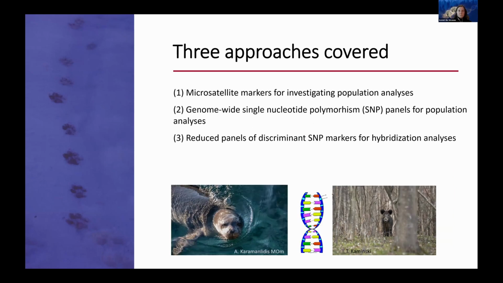So I will briefly talk about three approaches. First, continue a bit on an example on microsatellite markers that Tomáš presented, then talk about the use of genome-wide SNP panels, and finish with a presentation also a little bit about how reduced SNP panels of discriminant markers can be an important help for analysis of hybridization.